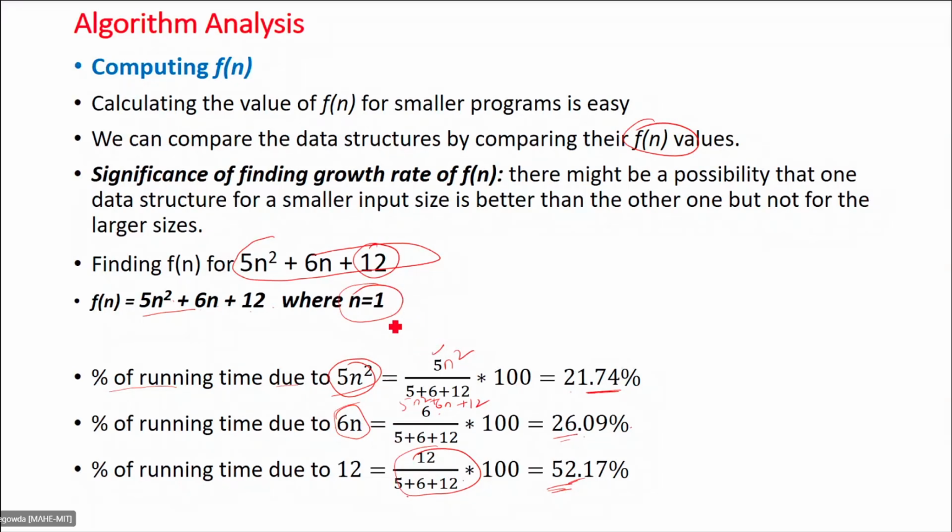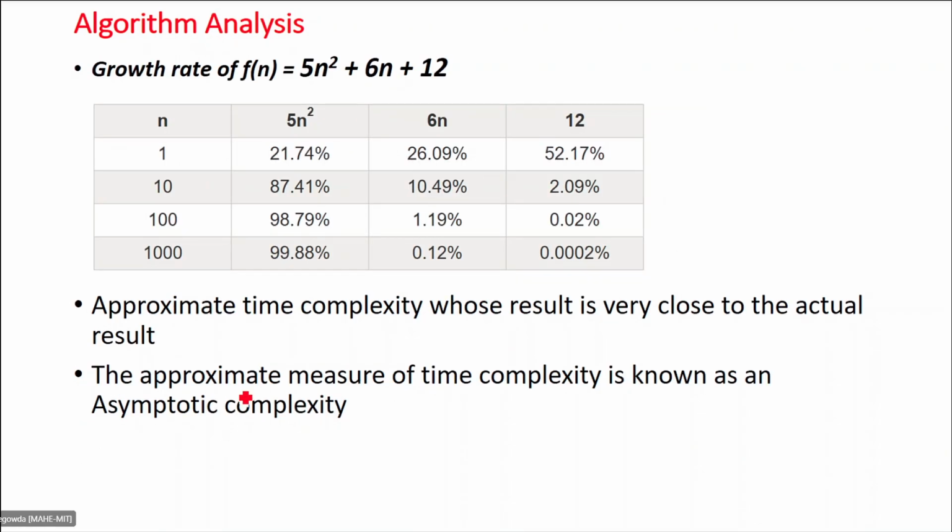That is for the value n equal to 1, but we have to find the growth rate of f of n. For different values of n, we'll see how exactly 5n square, 6n and 12 behave. Suppose the n value keeps increasing; the growth rate is calculated and shown in the table. Initially, n is equal to 1. We have calculated the growth rate of 5n square, 6n and 12 for n equal to 1: 21.74%, 26.09% and 52.17%.